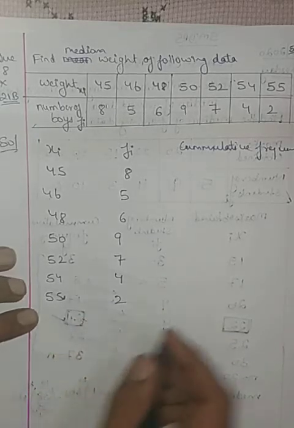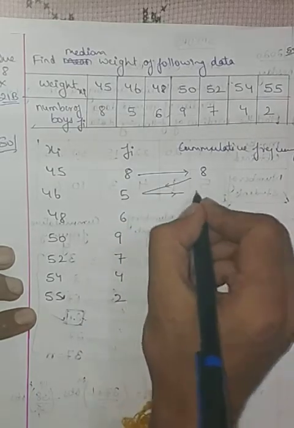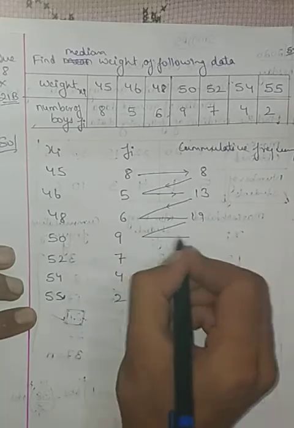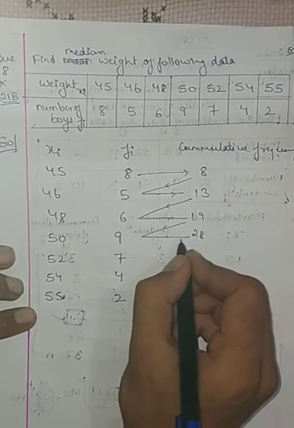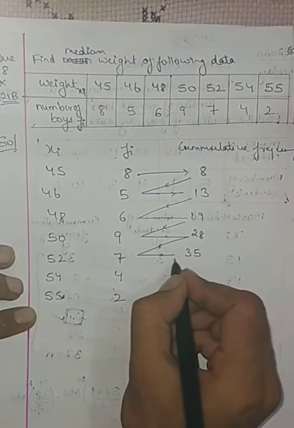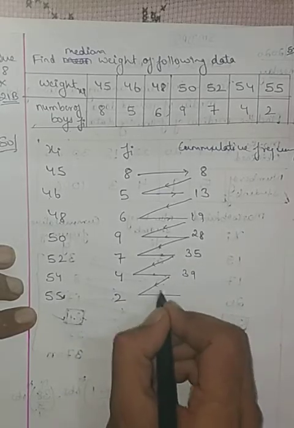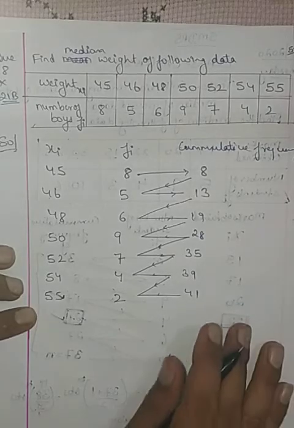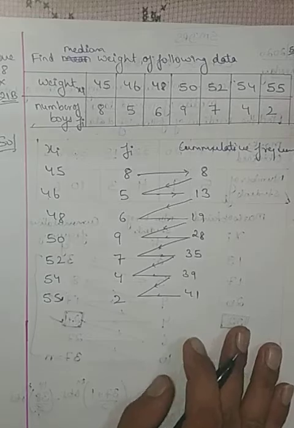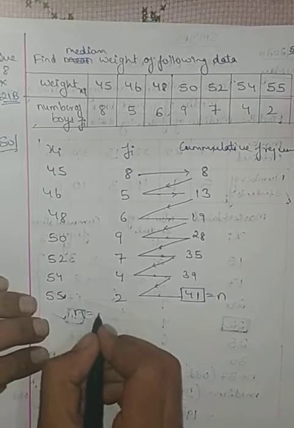Now it's time for the cumulative frequency. First we will write as it is, 8. 8 plus 5, 13. 13 plus 6, 19. 19 plus 9, 28. 28 plus 7, 35. And 35 plus 4, 39. 39 plus 2, 41. Now we have 41. I told you the last observation will be n. n is equal to 41.